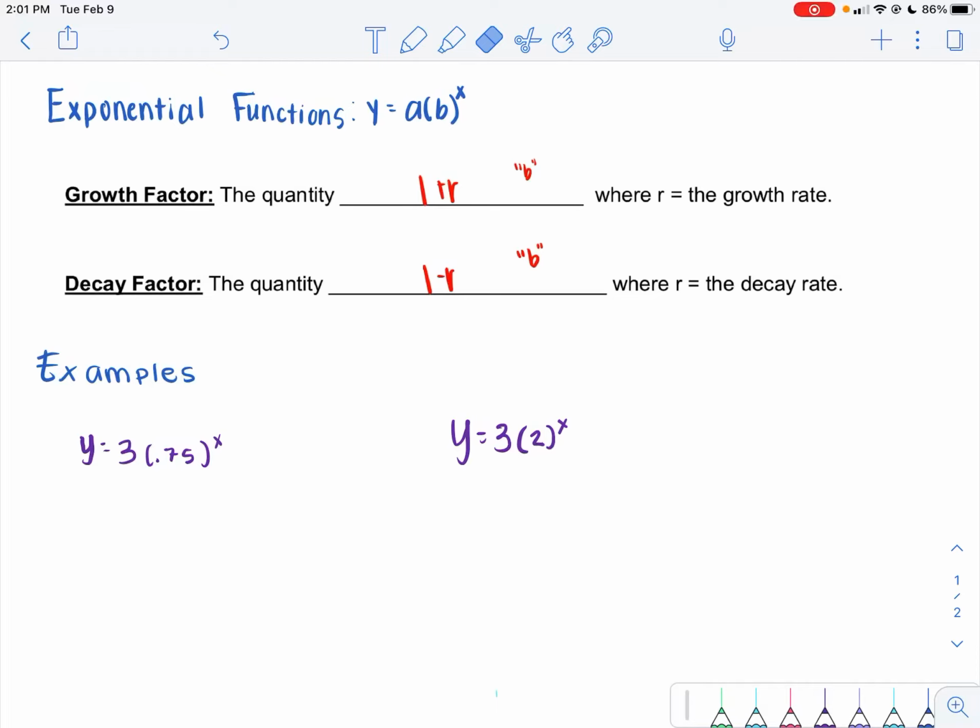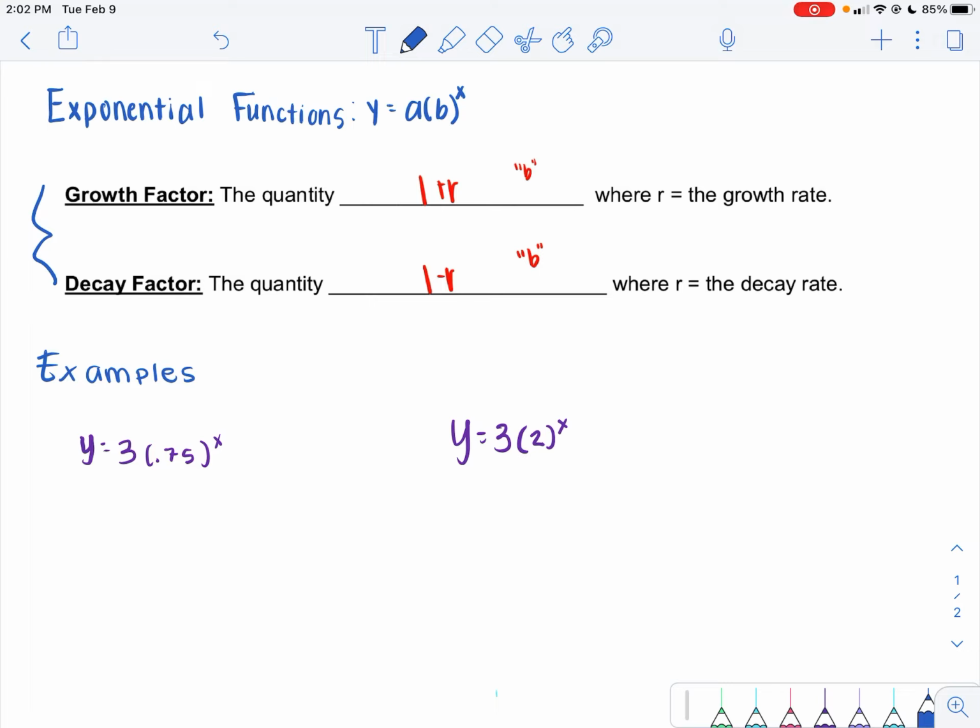In this video, we're going to be talking about exponential functions and their growth or decay factors and their growth or decay rates. So in your notes, at the bottom of your exponential growth and decay notes, you should see this growth factor and decay factor information. So growth factor is the quantity 1 plus r, where r equals the growth rate. And this is the same as b.